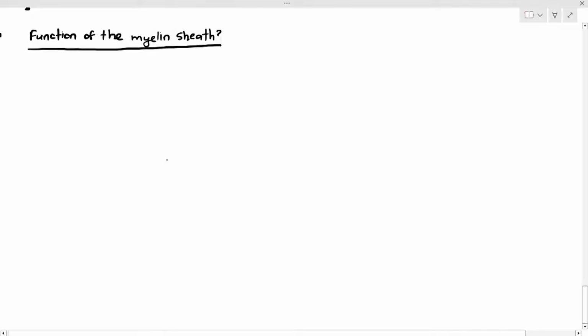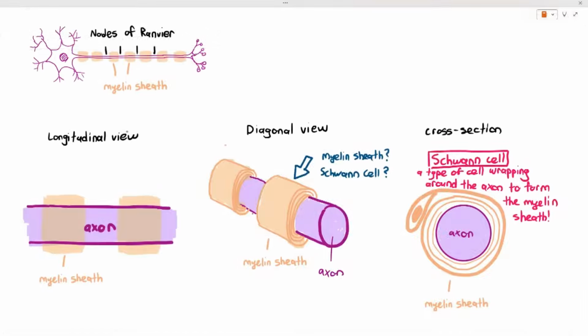We've covered the myelin sheath before in a previous video where we talked about the structure, and I told you that the myelin sheath are just these particular structures made out of something called the Schwann cell, and the Schwann cell wraps around the axon to form the covering of the myelin sheath, and certain parts of the axon which are not myelinated are referred to as something called the nodes of Ranvier.